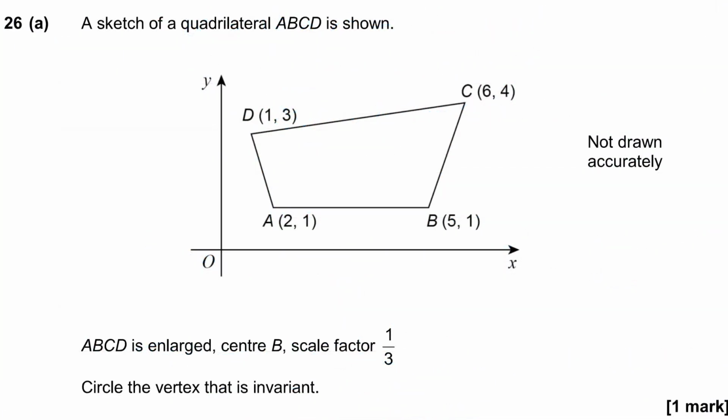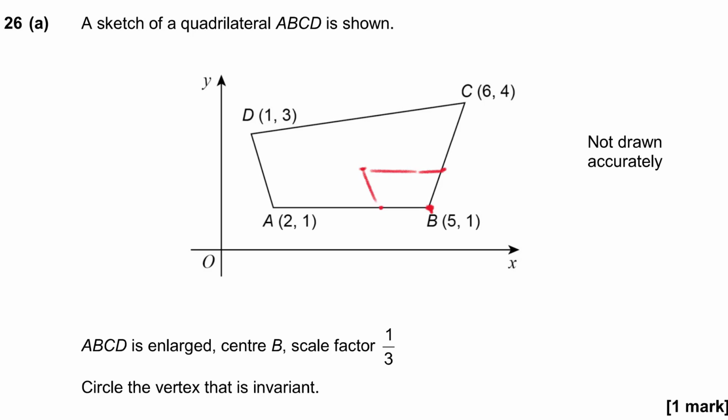Question 26a. A sketch of a quadrilateral ABCD is shown, and we're told that ABCD is enlarged, center B, scale factor 1/3. So you know that an enlargement with a scale factor 1/3 is actually going to shrink my shape rather than grow it or enlarge it. It's going to actually get smaller. And if this is the center of enlargement, then all the points are going to be 1/3 of the distance away from where they were to start with. So you can end up with a shape that looks a bit like this, kind of a smaller version of itself. B, being on the center of enlargement, will be unmoved, so that is the invariant point.